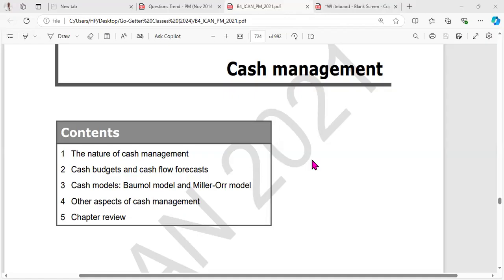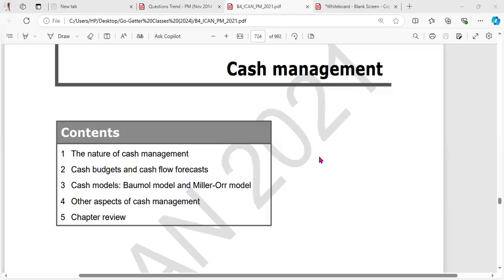We have been looking at management of non-current assets the last time, which was capital budgeting. Now we are looking at cash management. We will see the nature of cash management.